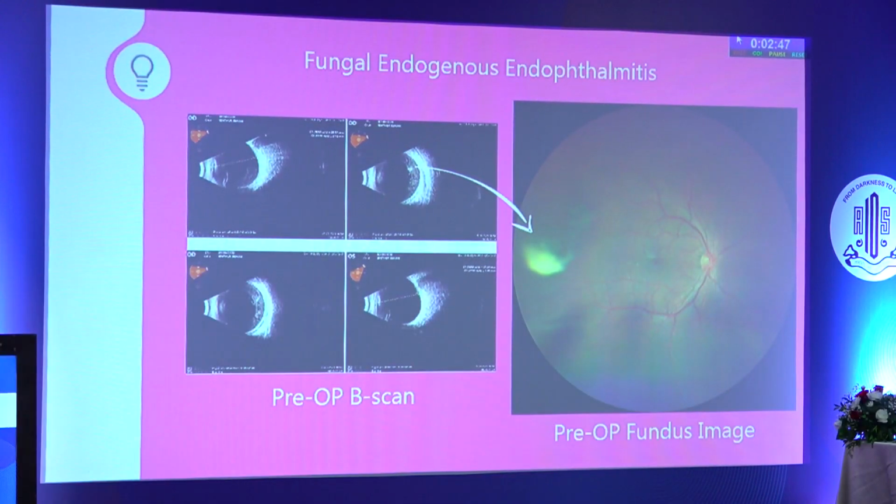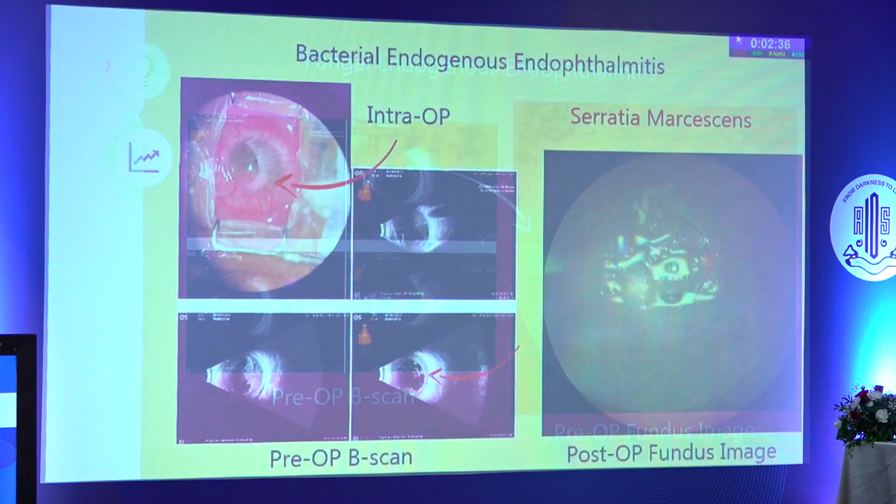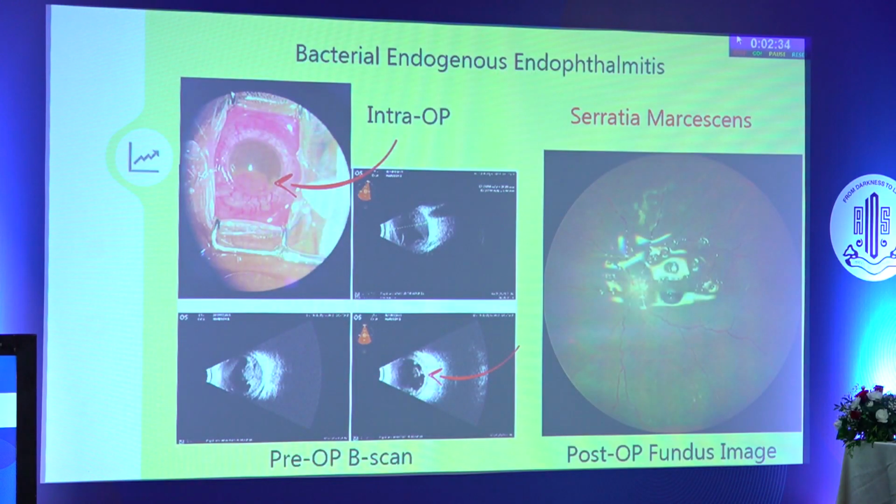This is a sample of our case of a fungal endogenous endophthalmitis, Aspergillus. You can see the pre-op B-scan, and the corresponding hyperechoic lesion is seen clinically also in the pre-op fundus image. This was an interesting case, even though not part of the initial data set I presented, which presented to us last month. This is a case of Serratia marcescens with pink hypopyon. This is the intra-op image, and the post-op fundus image with silicone oil in situ.